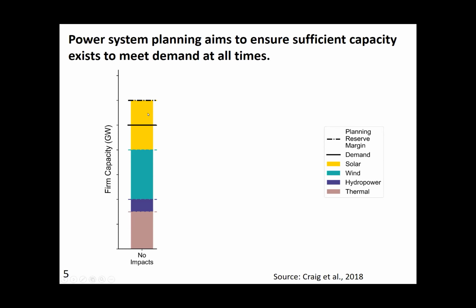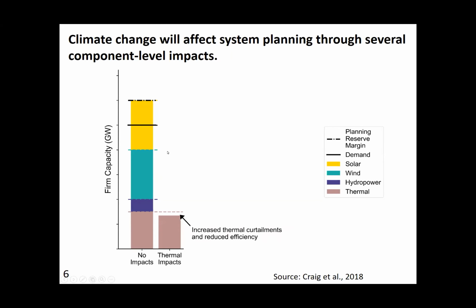So this system is a well-planned system. You've got enough capacity to meet your planning reserve margin, and we've got some thermal power plants, some hydro, some wind, and a bunch of solar. So this is a high renewable system. And we can think about how climate change affects each of these individual components and then how it aggregates together into impacting your planning decisions.